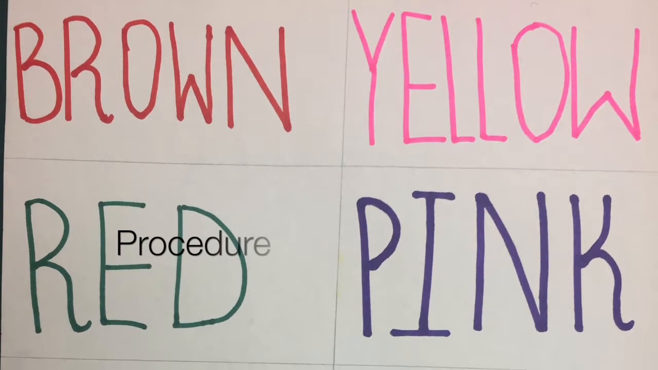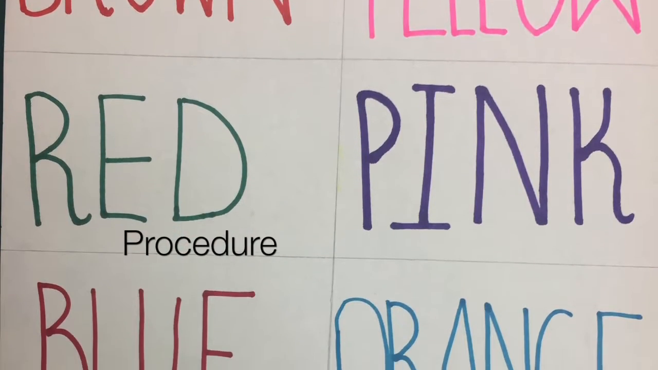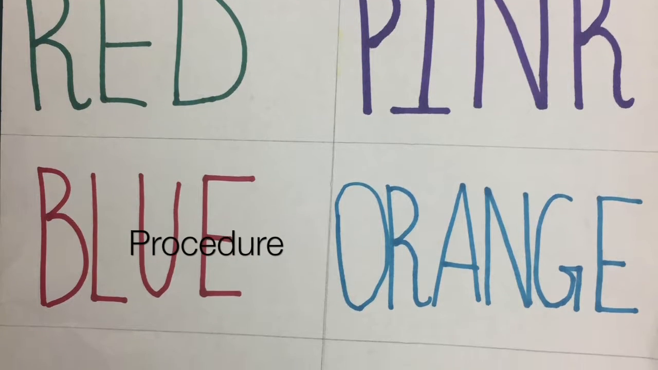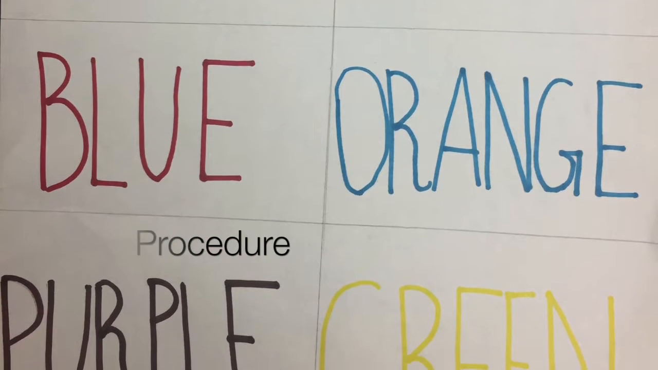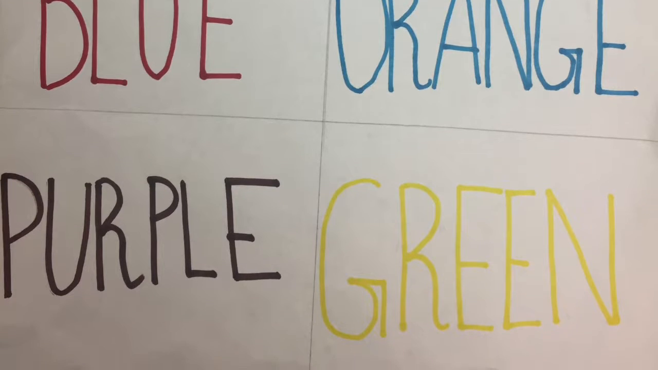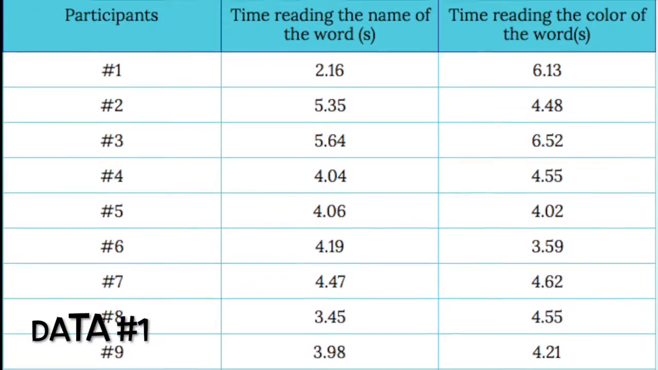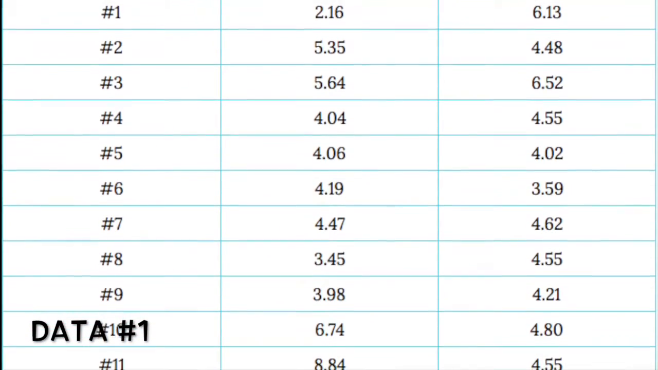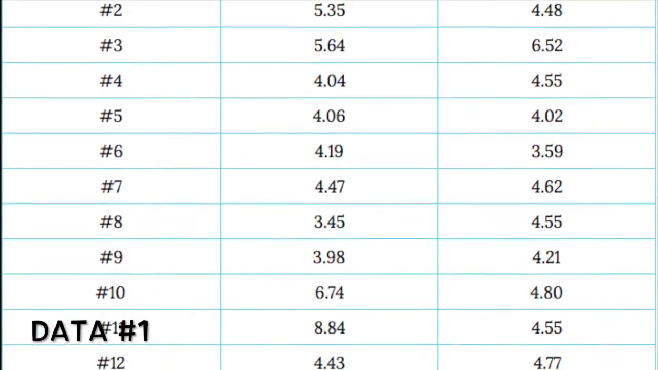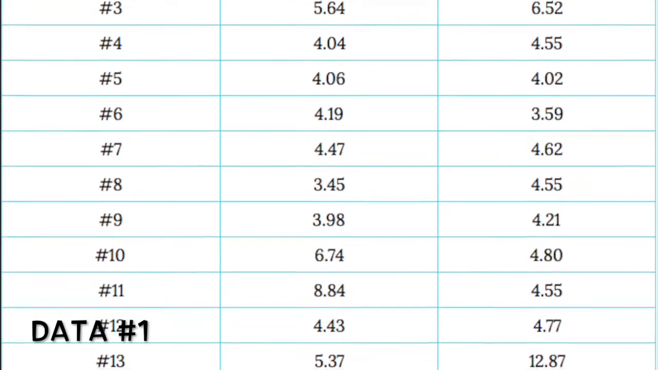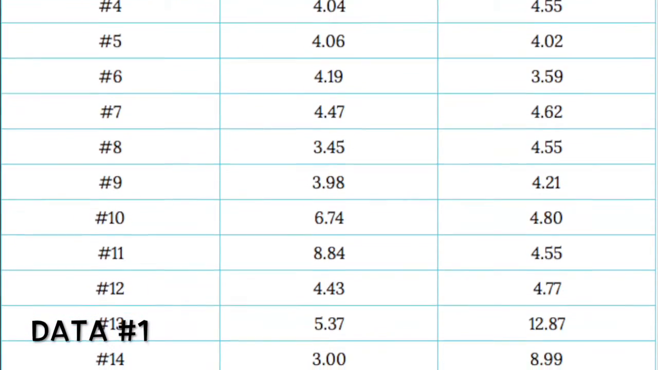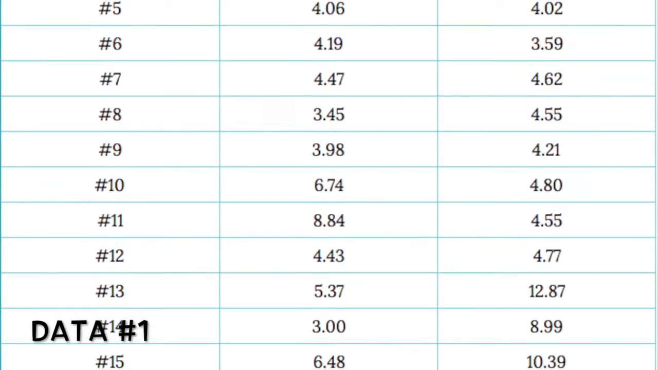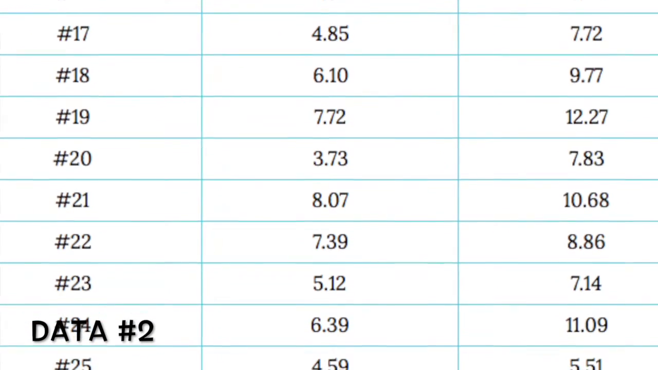Procedure. I asked the participants to read the name of the word they would see on the paper out loud. Then I asked them to flip the paper and start the timer. I told them that when they finished reading, they should stop the timer. I wrote down how long it took the participants to read the paper. Then I asked the participants to read the color of the word they would see on the paper out loud. When I asked them to flip the paper and start the timer, I told them that when they finished reading, they should stop the timer. I wrote down how long it took the participants to read the paper.